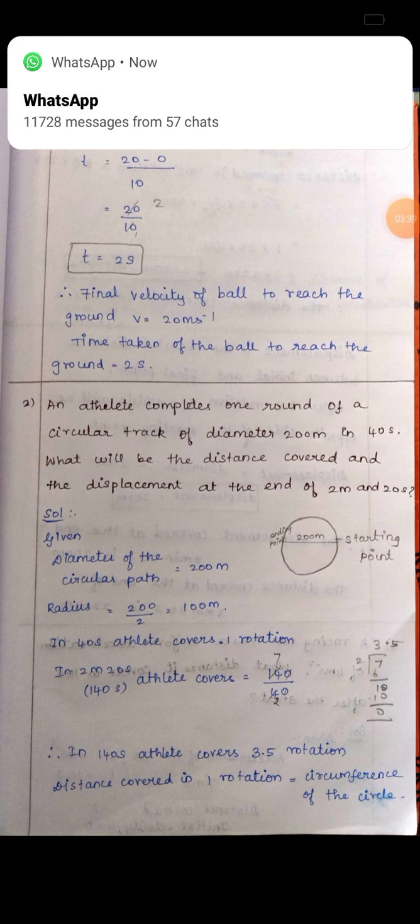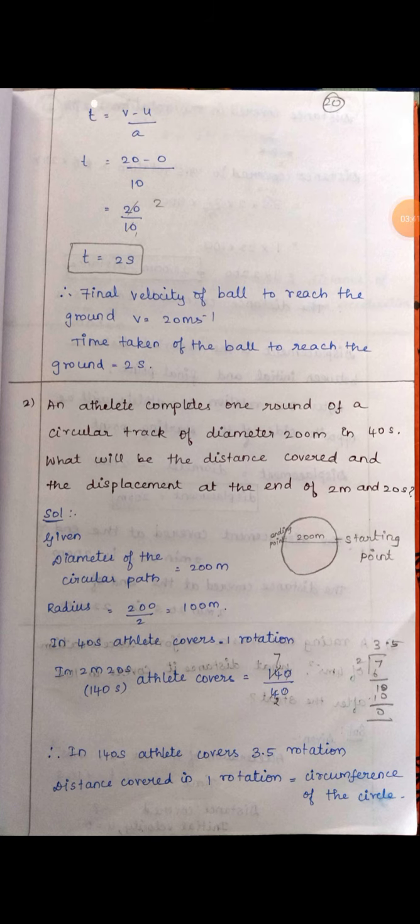An athlete completes one round of a circular track of diameter 200 meter in 40 seconds. What will be the distance covered and displacement at the end of 2 minutes 20 seconds? What they are saying is an athlete completes one round of a circular path. It is of diameter 200 meter and in 40 seconds it completes one round. They are asking, in 2 minutes 20 seconds, what distance is covered, and we have to find the displacement.